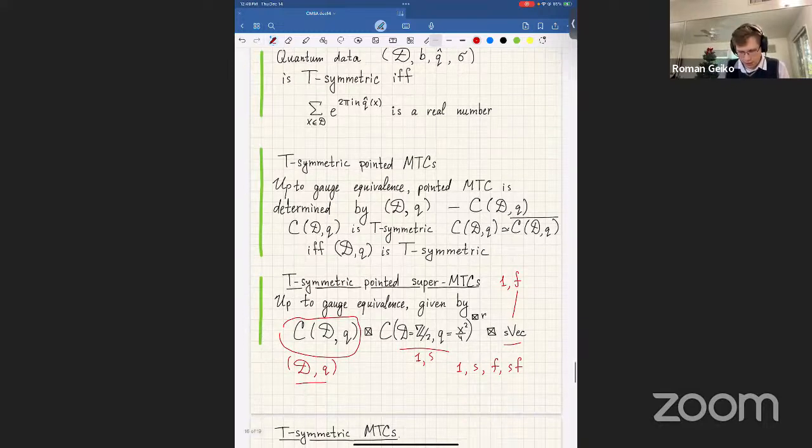Yeah, so roughly yes. Because pointed MTCs are very simple. They all look like C_D^Q times SVEC. So SVEC, this fermion, always splits from abelian anyons, right? In general, if I have a super MTC for a spin theory, a fermion can have non-trivial braiding with everything, so it doesn't split as a tensor product. But here, in the case of abelian anyons, you can always factor out the fermion.